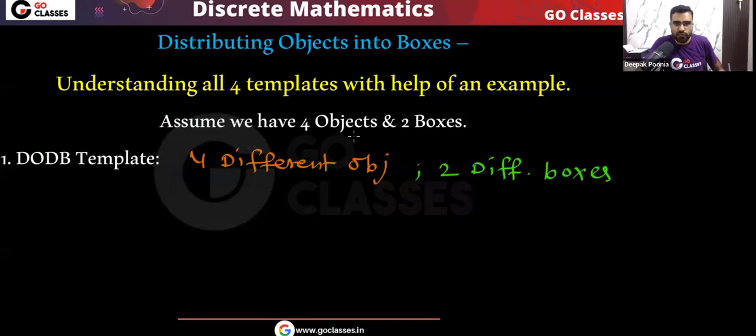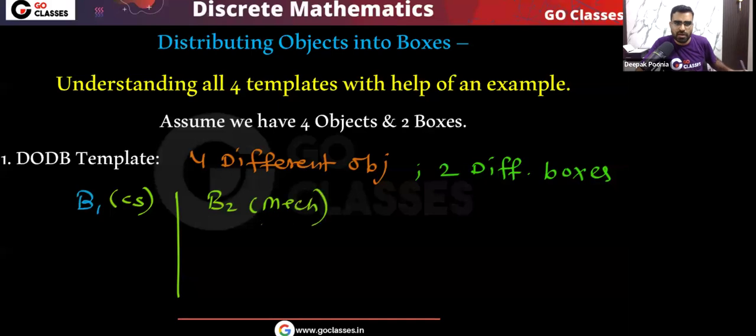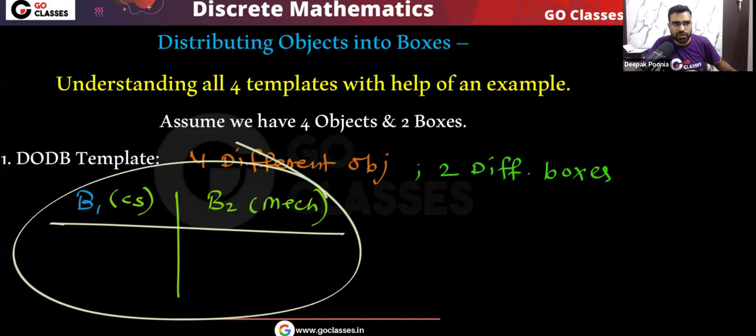So let's understand the meaning of distributing four different objects into two different boxes. Here we have two different boxes. Let's assume these are the boxes B1 and B2. For example, the B1 box can be the computer science branch, and maybe the B2 box is the mechanical branch. So you have two different branches, or I can say two different boxes, B1 and B2. Now we have four different people, or four different elements. We want to distribute these four different elements into these two different boxes.